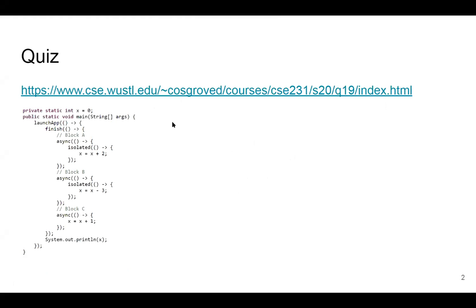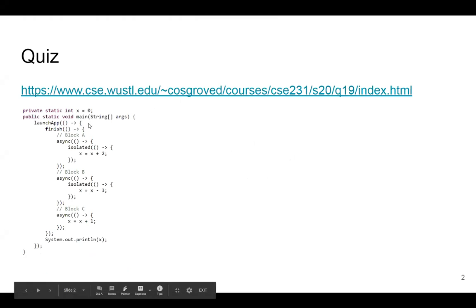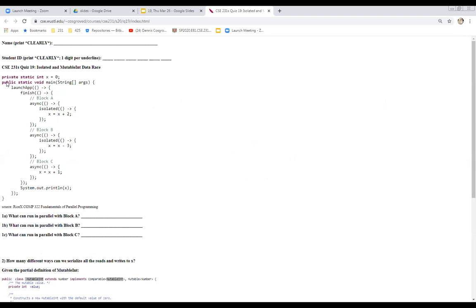So first of all, this is the quiz for today. This is an example from the Rice videos. And what I want you to do is, here's a program that has three asyncs, A, B, and C, each of which touch this accessible mutable data X. And two of them, A and B, are globally isolated, but block C isn't.